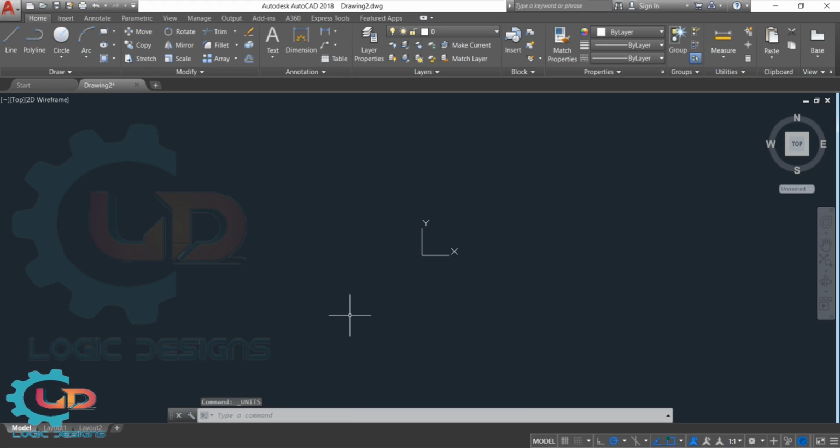Okay, class, I hope you now understand the basic idea on units, unit types, how to find the units option in AutoCAD, and how to set units for the drawing.